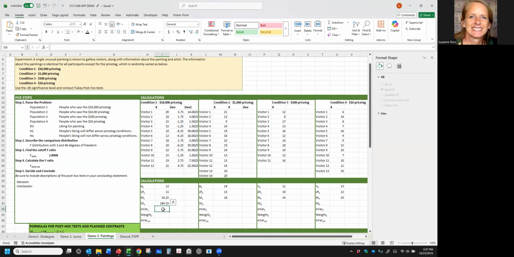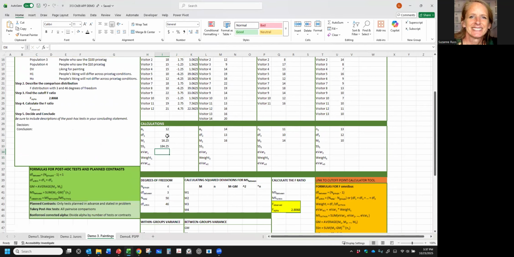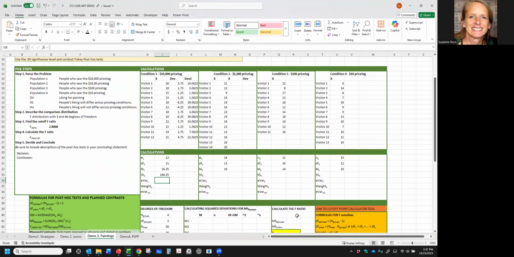Next, we can calculate EVAR. Now, I do have all the formulas written in for you, but I didn't write these in because you've done so much with EVAR. I think you know it by now. You know that EVAR is just sum of squares divided by degrees of freedom. You don't need to have that repeated.